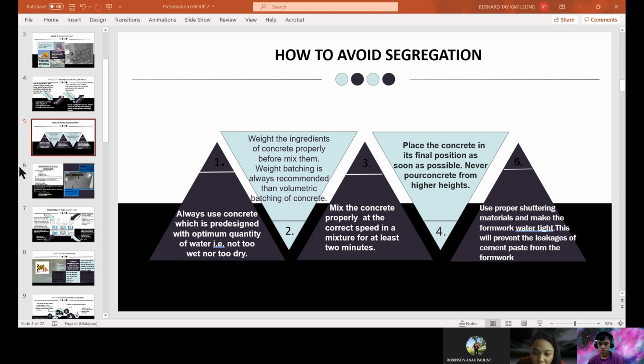And fourth, place the concrete in its final position as soon as possible. Never pour concrete from a higher height. Use proper shuttering materials and make the formwork watertight. This will prevent the leakage of cement paste from the formwork.